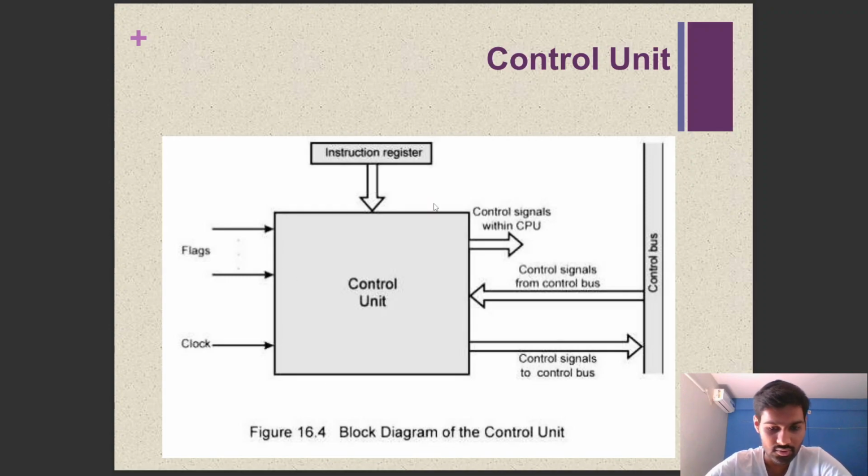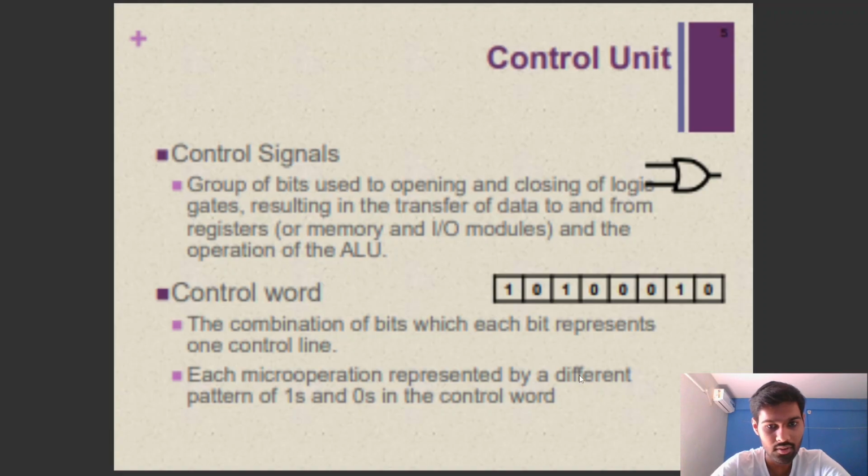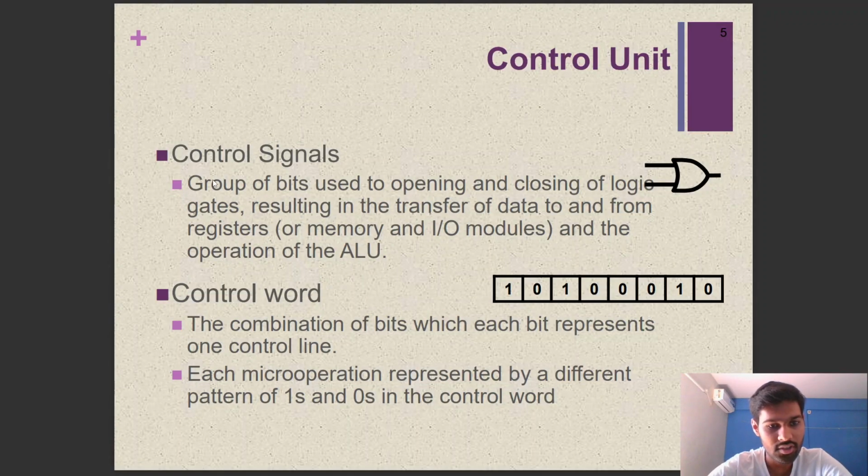This is a block diagram of control unit. We have flags, some inputs and clocks in here, instruction register. We have outputs: control signals within CPU and control signals to control bus. Control signals are groups of bits used for opening and closing of logical gates, resulting in the transfer of data to and from the registers and the operation of ALU.